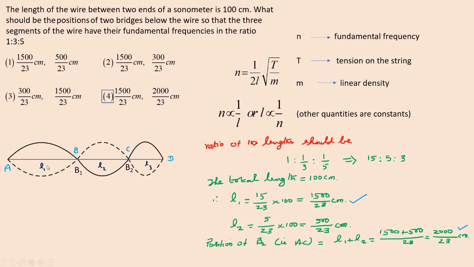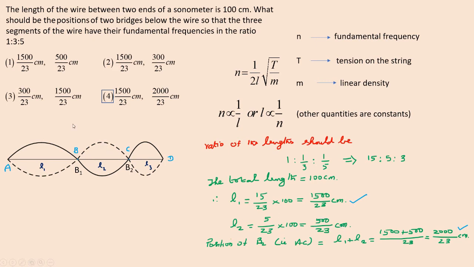So L1, the first length, is 15 by 23 into 100. How did this 23 come? 15 plus 5 plus 3. This 15 is for the first segment, 15 by 23 into the total length. So 15 by 23 into 100, 1500 by 23 centimeter. That's fine. Then L2, this 5 is there, so 5 by 23 into 100. That is 500 by 23 centimeter.